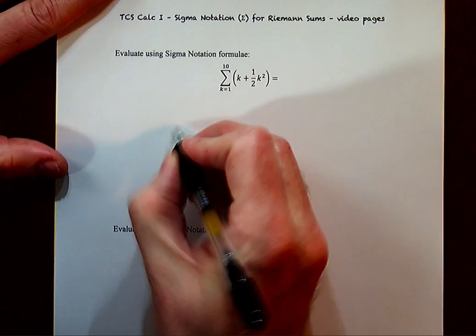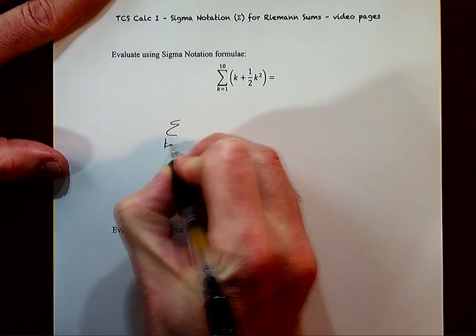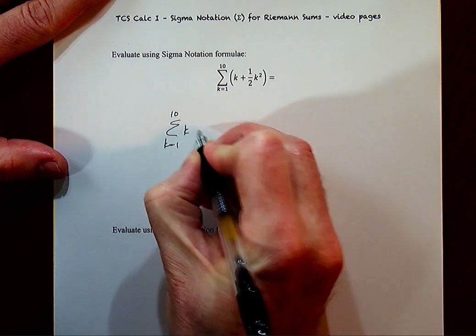So this one, again, we're going to break it apart. And on this sheet, like I said, I'm using k instead of n or i.